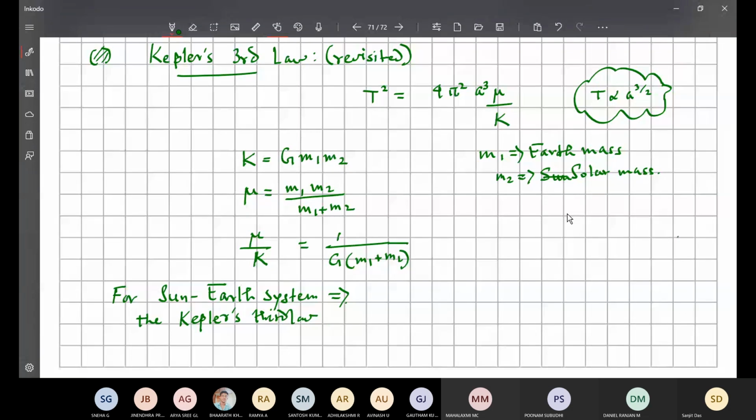T squared is equal to 4 pi squared a cubed over mu, where k I am replacing by G (m1 plus m2). Now this is almost equivalent because m1 is so much less than m2, so I can write it as 4 pi squared a cubed by G m2. Is it correct? This approximation I can do because m2 is much larger than m1. Poonam, can I go to the next page? Yes, sir.